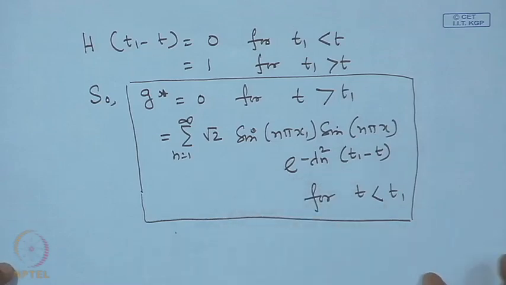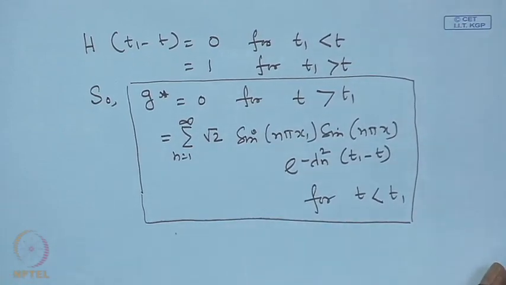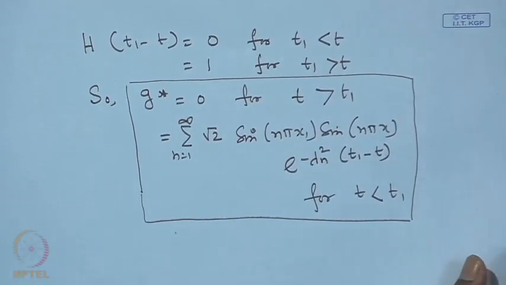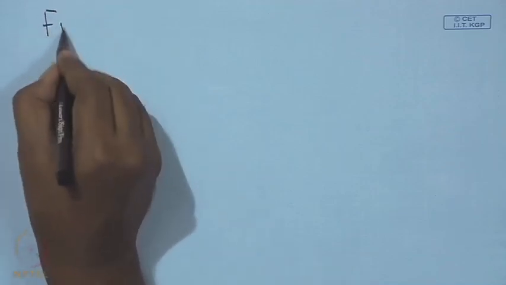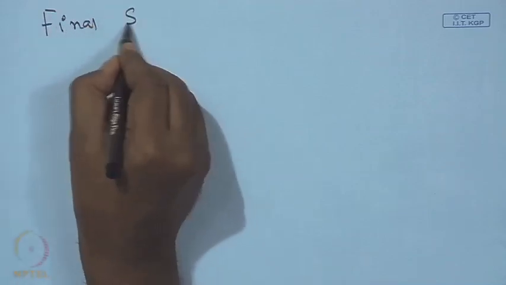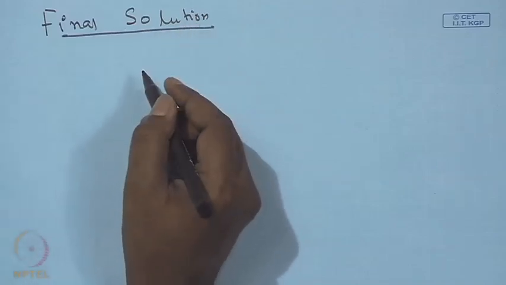Now, what is left is the connection of the adjoint Green's function and the original problem u by doing some inner product method that is required. So, let us look into the final solution. We are almost at the final step.